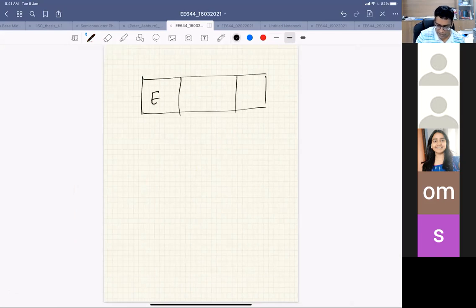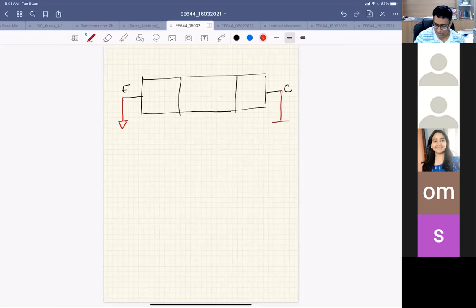So this is my emitter, this is base, and this is collector. Let's not put it inside. Okay, emitter, base, and collector. Base is open, which means the base terminal is not existing. Think of the base terminal as not existing, right? So it is something like this. What I'm saying is my emitter is grounded.